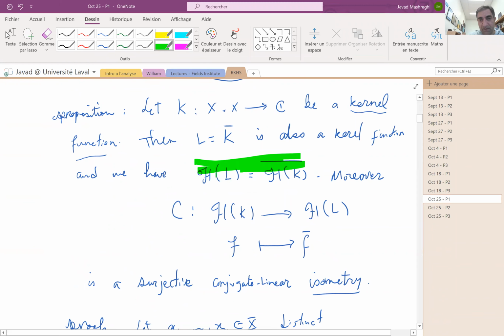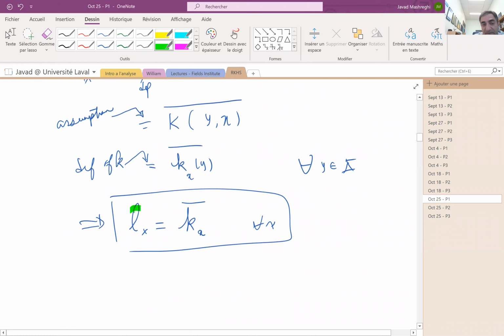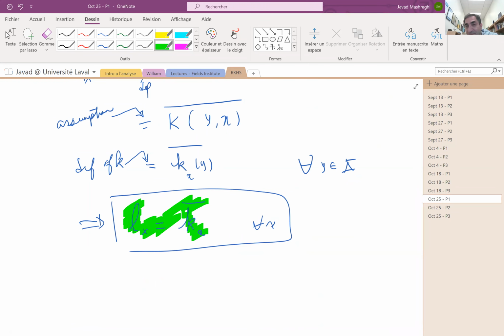What is claimed here is that the elements of H L are the conjugates of elements of H K. So here is one incidence of that. L of x is an element of space H L, and k of x is an element of H K. And by definition, we obtain this. And the rest is just a linear combination of both sides, and then taking the limit as analysts do. Here is the way to do it. So that's one thing to do.